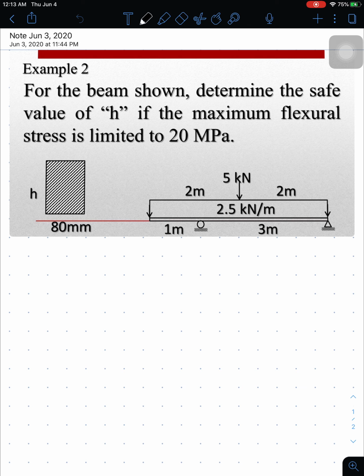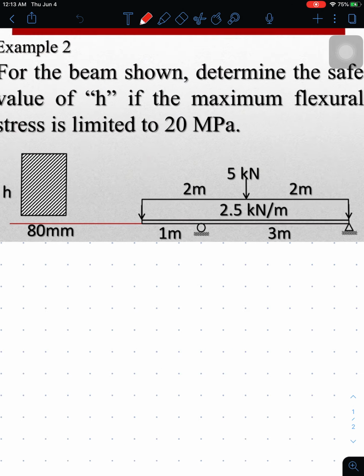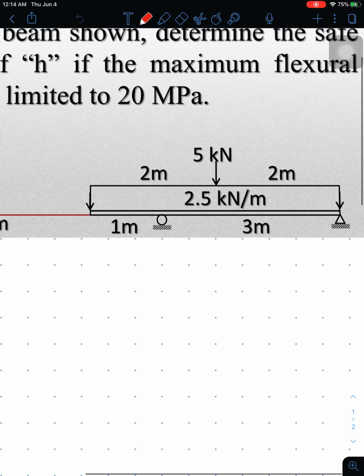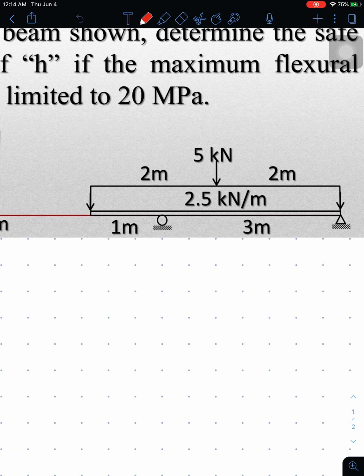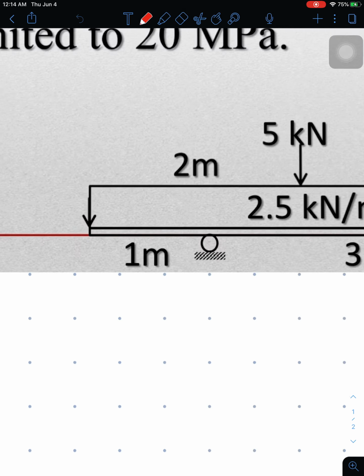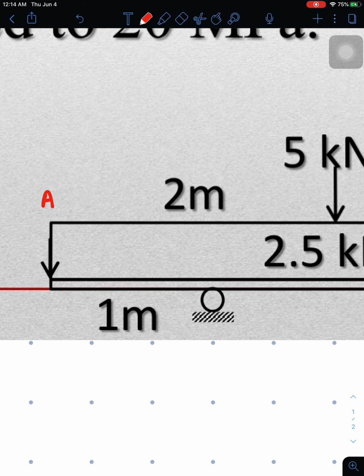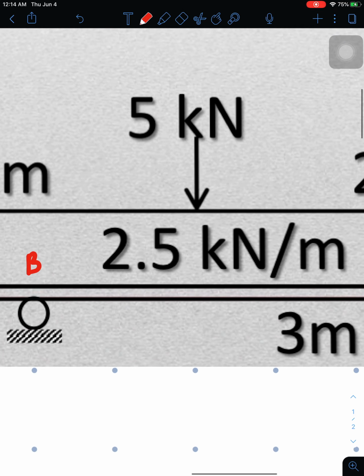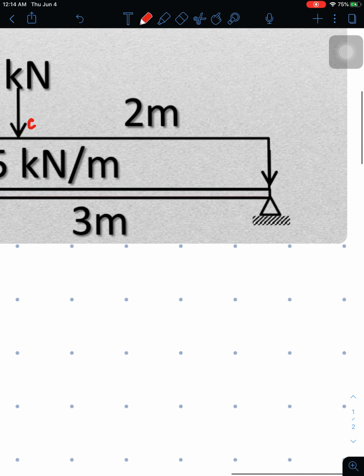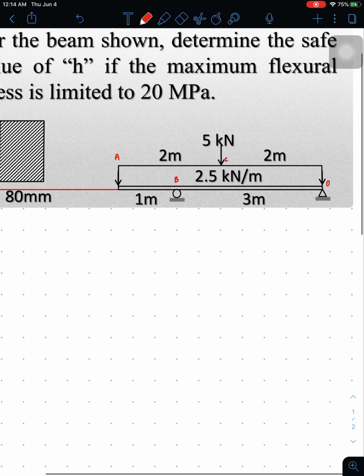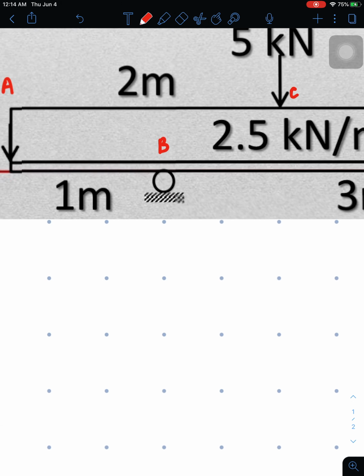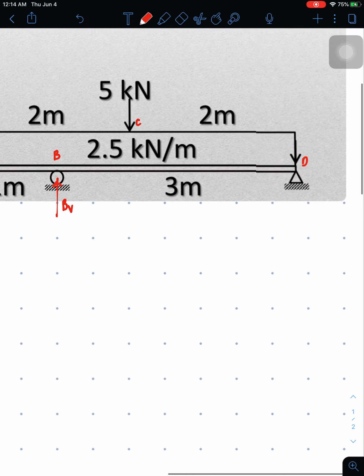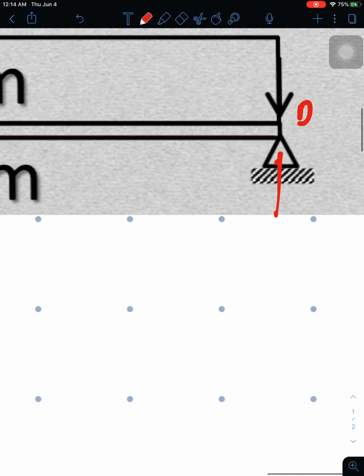So what we're gonna do first is draw the shear and moment diagram. So I'll just leave letters here for every load point. This is point A, then this is point B, then here point C, and this is point D. And we have a roller, so I'll call this one BV, and here DV.